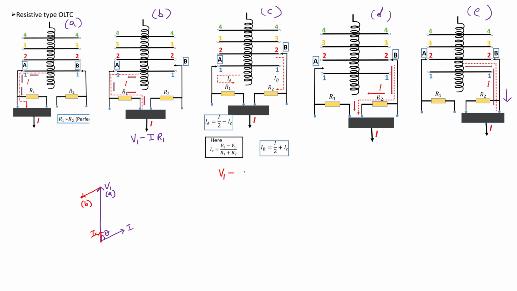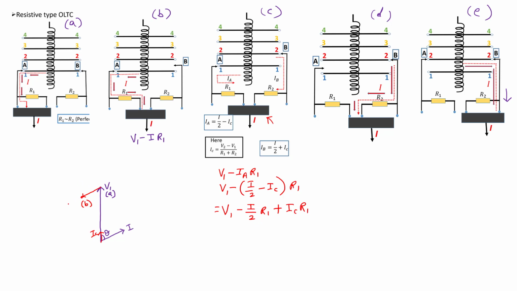V1 minus IA into R1 is the node voltage. Which node voltage? The line voltage actually. This voltage, this voltage, this voltage: V1 minus IA R1. What is IA? IA is given here. V1 minus I by 2 minus IC into R1, which is equal to V1 minus I by 2 into R1 plus IC into R1. R1 is a simple scalar.